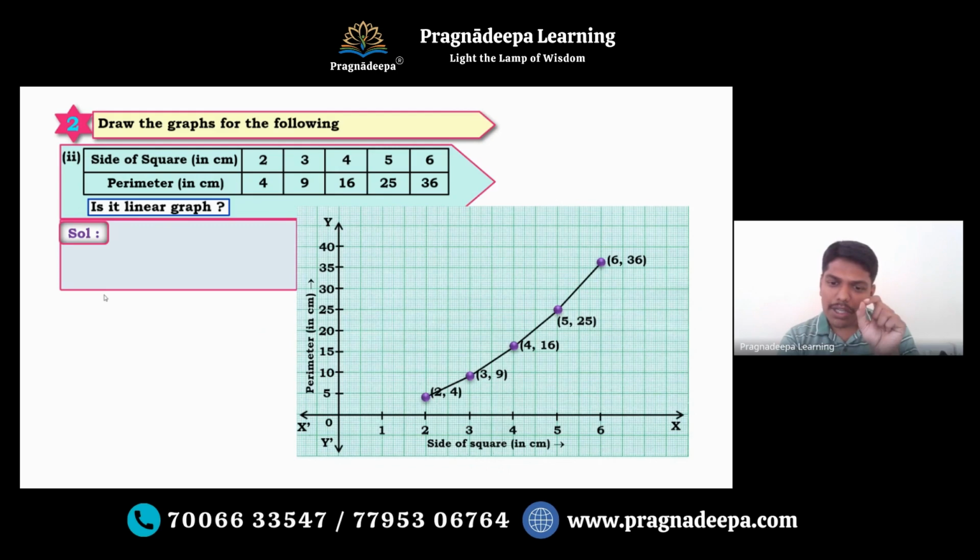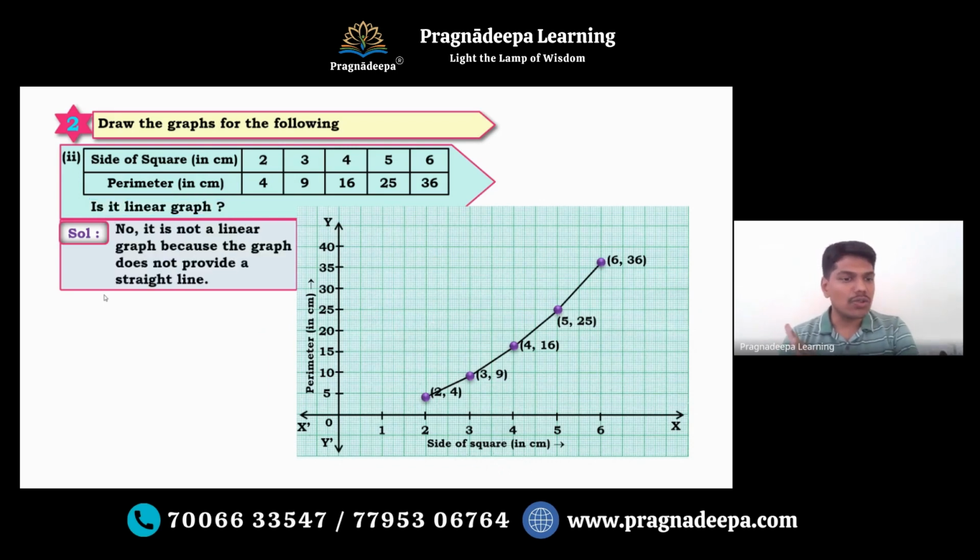Or you do one thing, draw one imaginary line between 2, 4 and 6, 36. If you draw that imaginary line, 3, 9, 4, 16 and 5, 25 are not on that line. So is it linear? No, because the graph does not give a straight line. Did you understand? If you don't want to use the word collinear, that's okay. Use the idea of whether the points lie on a straight line or not. Is that idea clear, Siddhant?